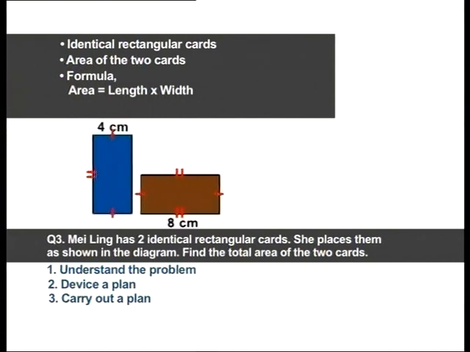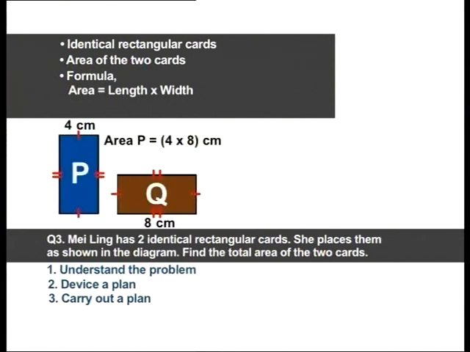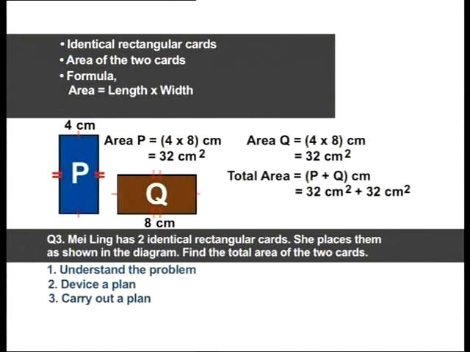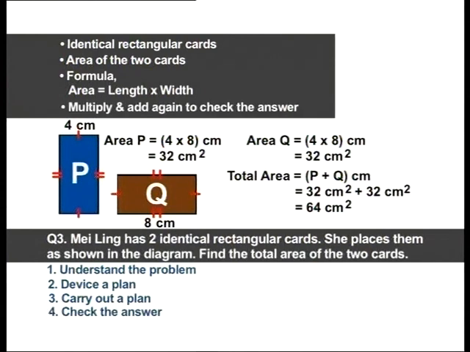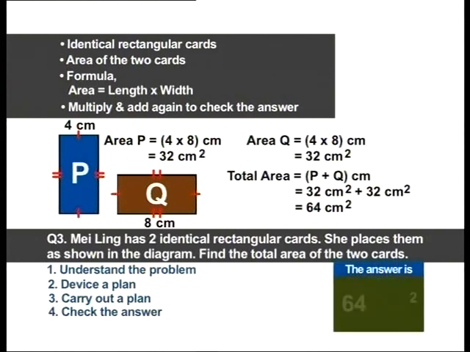Carry out a plan. Area P is 4 cm multiplied by 8 cm equals 32 cm square. Area Q, 4 cm multiplied by 8 cm equals 32 cm square. Total area is 32 cm square plus 32 cm square equals 64 cm square. Check the answer. Multiply and add again to check the answer. The answer is 64 cm square.